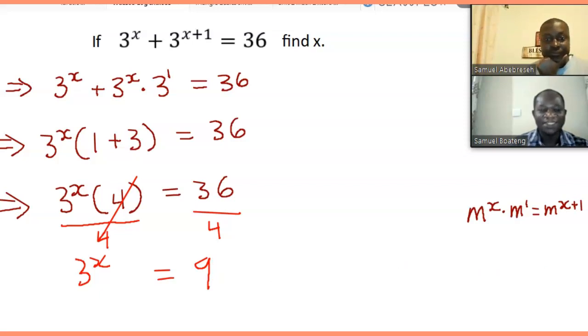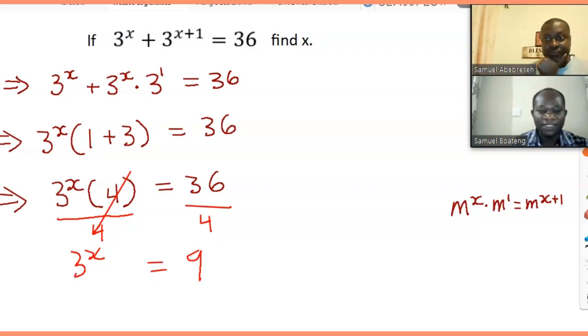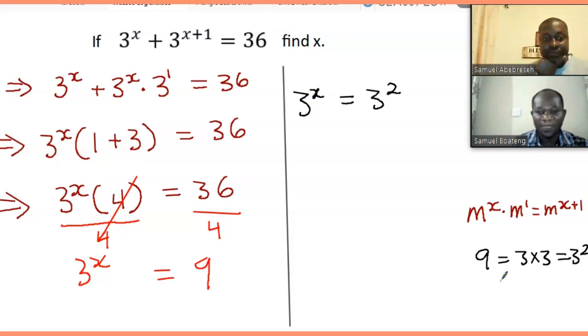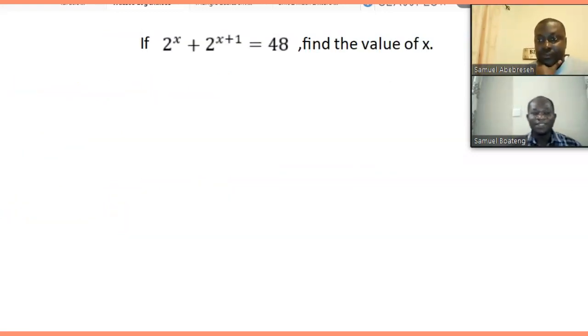So with this, then we can apply the concept that if the bases are the same, you equate the exponent. So on the right hand side, we have 9. So we can write 9 in terms of 3. Therefore, x is equal to 2. Viewers, this type of question, take note of it. It's very tricky. Viewers, I have a similar question for you.